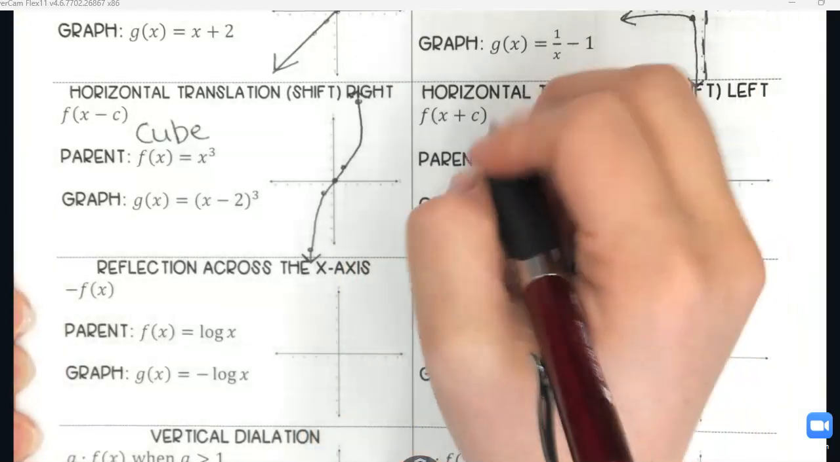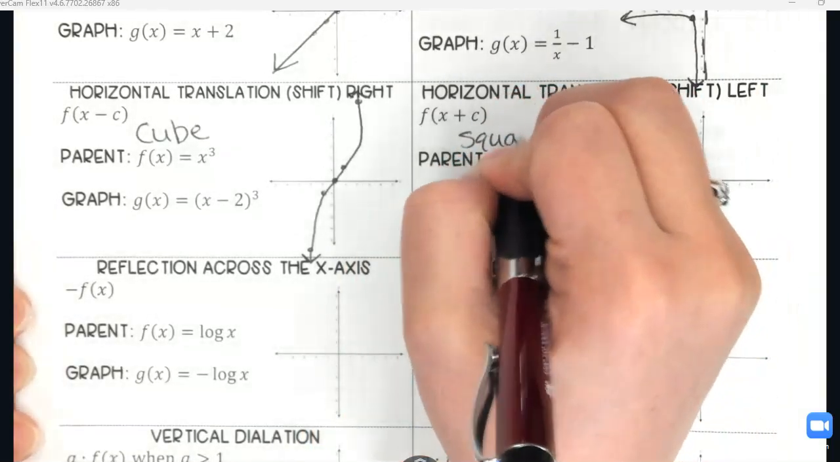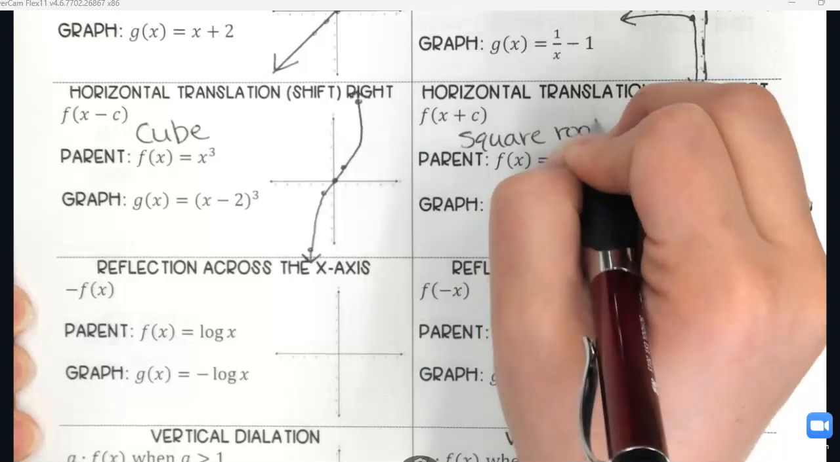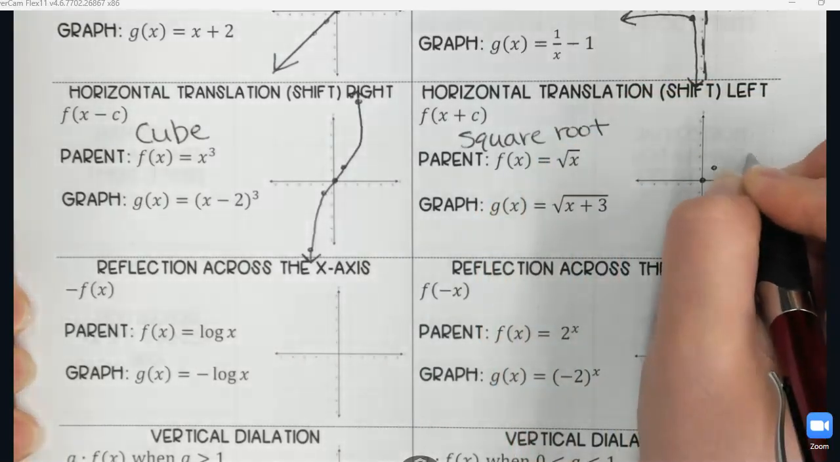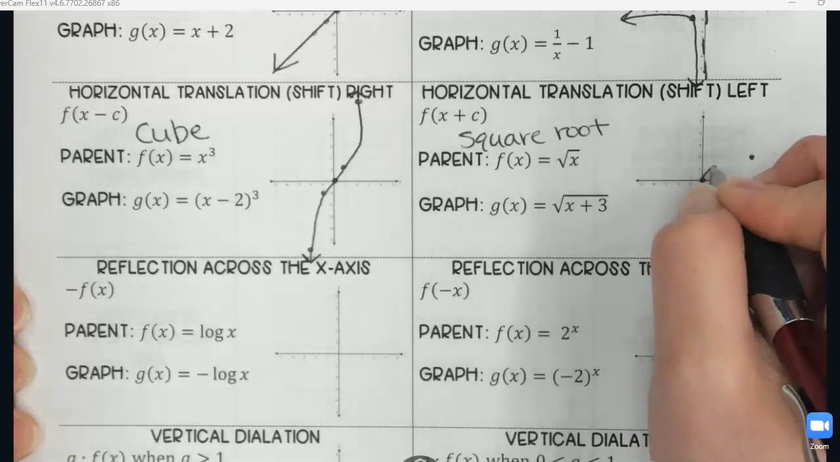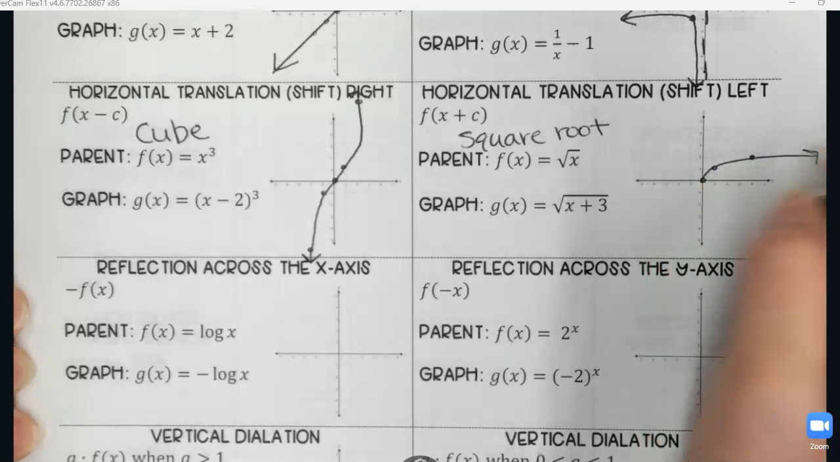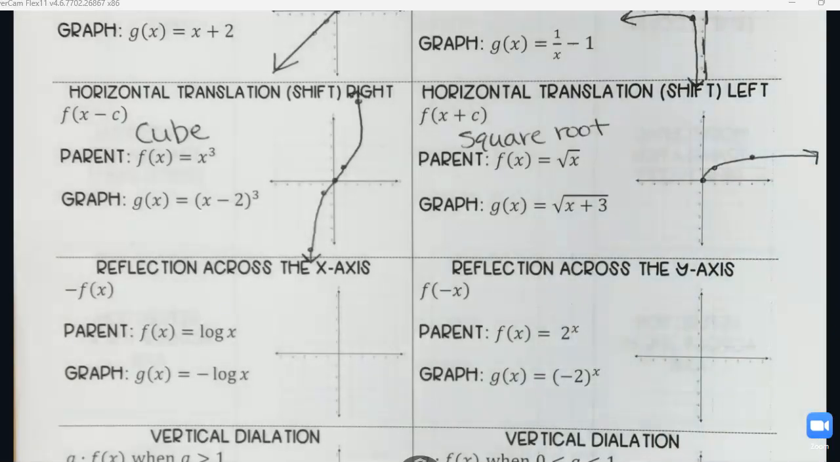Moving on to the next one, this is our square root parent function. Some critical points here are (0, 0), (1, 1), (4, 2), and if I had a little bit more room, we could even go on to graph (9, 3), but that's further off the graph.